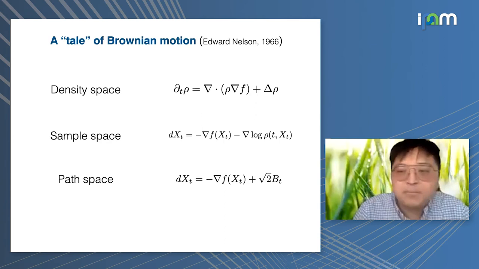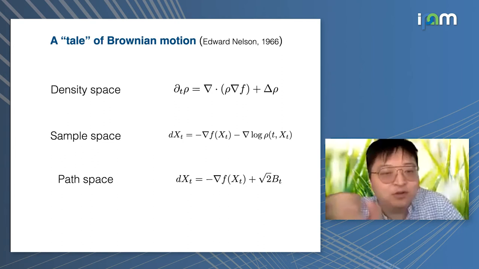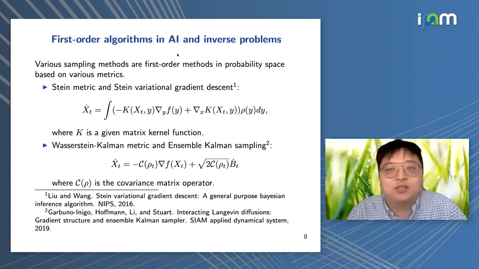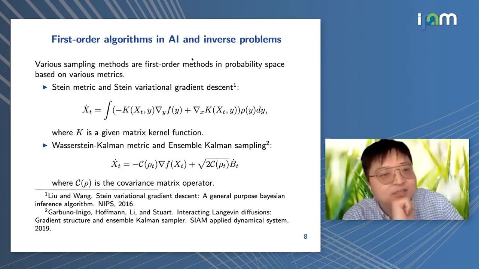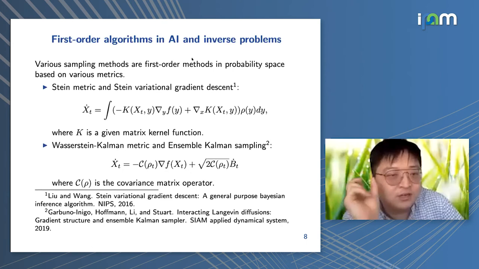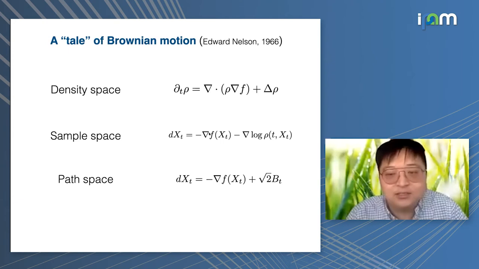In fact, people use these three viewpoints everywhere, also in AI first-order algorithms. Basically, I just give you some introduction here, no details. There are many sampling algorithms using these properties. For example, Stein metric or Stein variational gradient descent. Stein is also a big name in statistics. It creates a way of including the kernel into your diffeomorphism. In other words, he's playing with this quantity. Here they put a kernel, and they create the so-called Stein variational gradient.